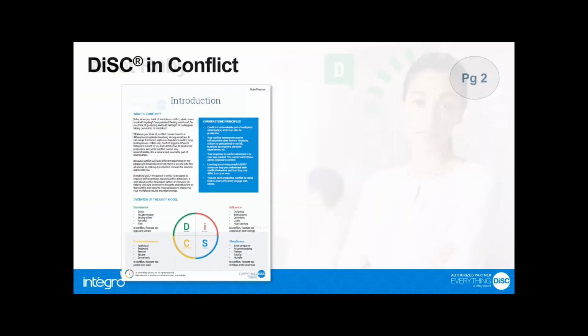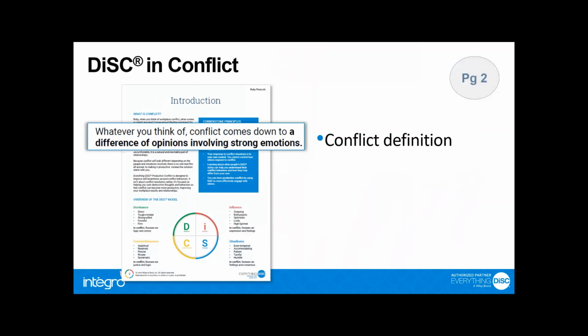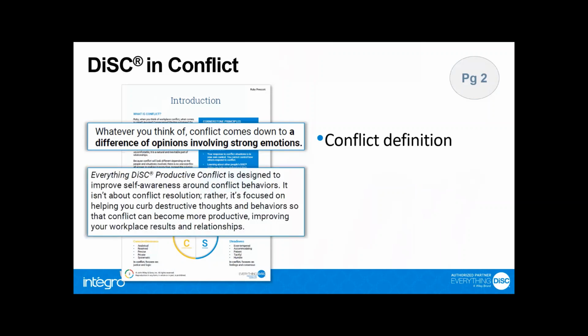And so looking at Ruby's profile, first of all, on page 2, there's an introduction, and it actually gives a definition of conflict there, right? It's a difference of opinions involving strong emotions. That's what we're using as a definition for conflict in this profile. Okay, it's personalized, and halfway down that sentence there, it says, rather it's focused on helping you curb destructive thoughts and behaviours so that conflict can become more productive and improve results in relationships.